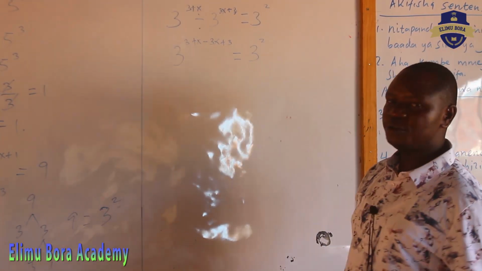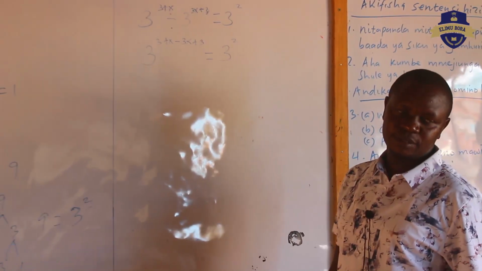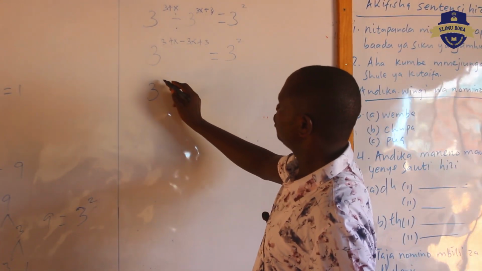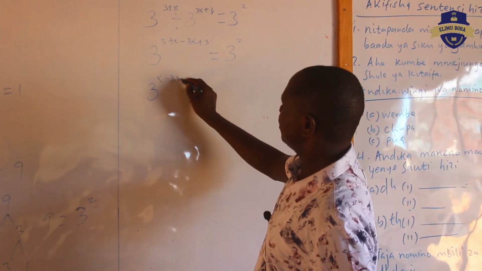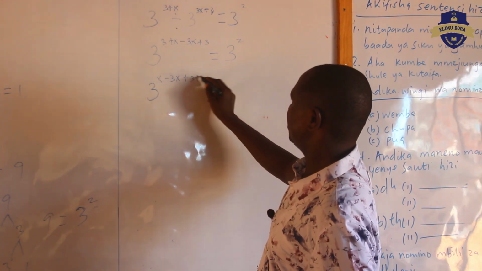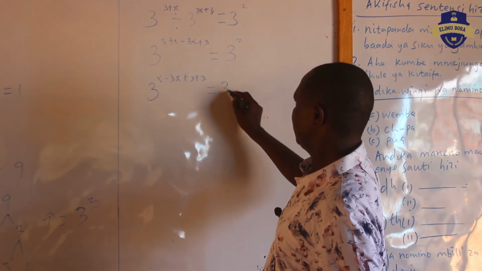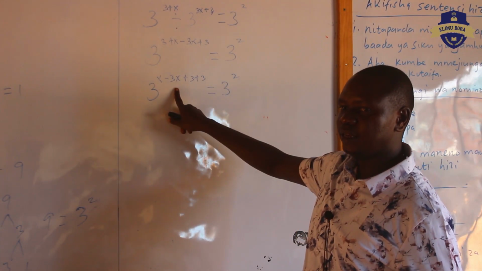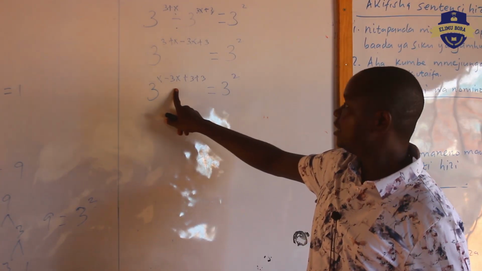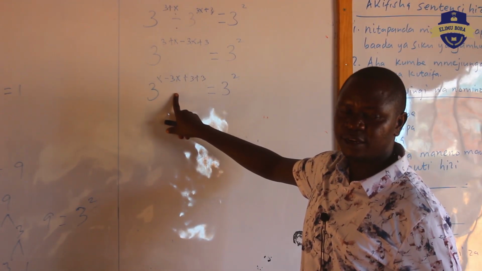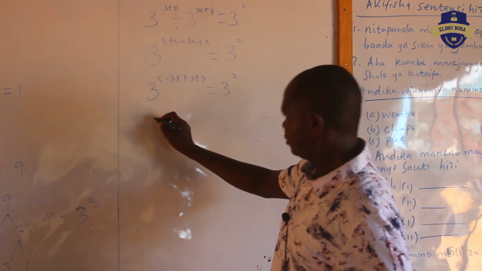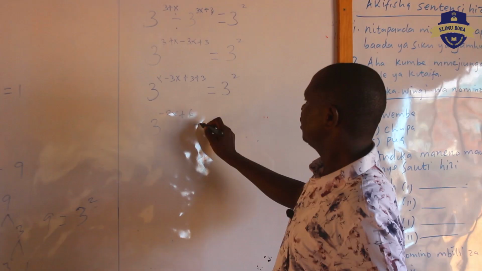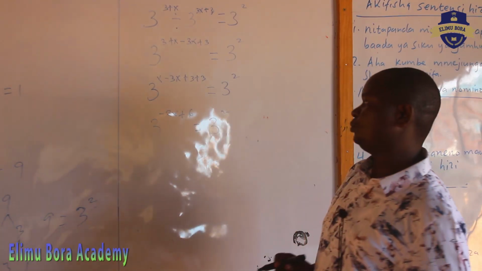Reaching at this point, what do we do? We collect the like terms. Sawa? So that is going to be 3 into x minus 3x plus 3 plus 3 is equal to 3 to the power of 2. X minus 3x is negative 2x. So this one will be 3 negative 2x plus 6 is equal to 3 power 2.